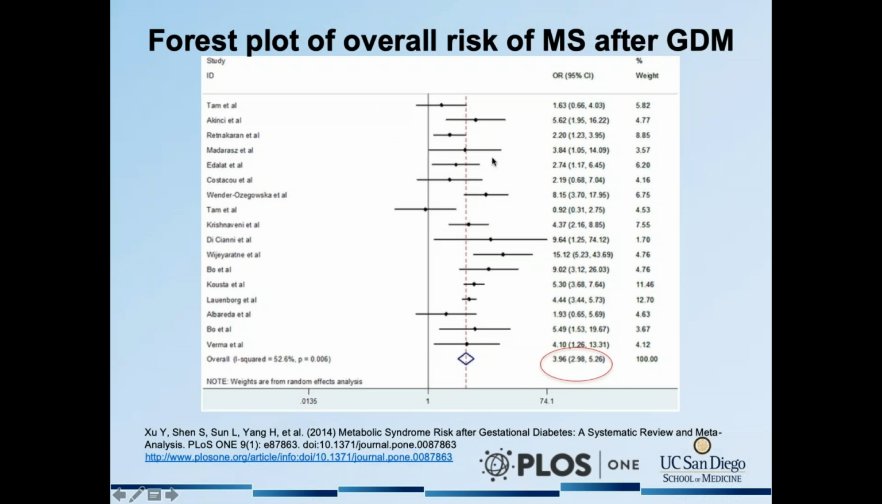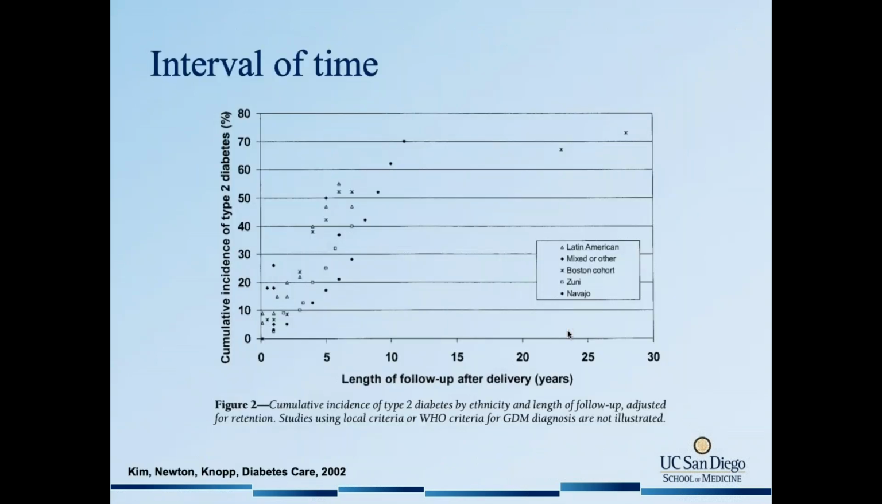However, you can see that the majority of the studies do point to an association with the development of metabolic syndrome in mothers exposed to GDM, and the rate of that was about 4% when you took all of the cumulative rates in all of these studies. So again, being exposed to gestational diabetes is associated with the development of metabolic syndrome later in life.